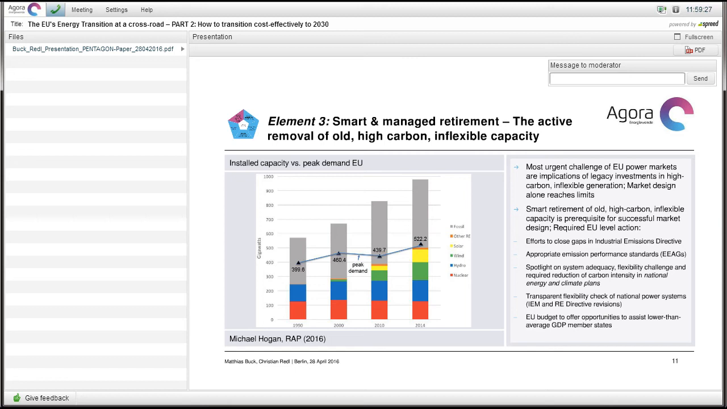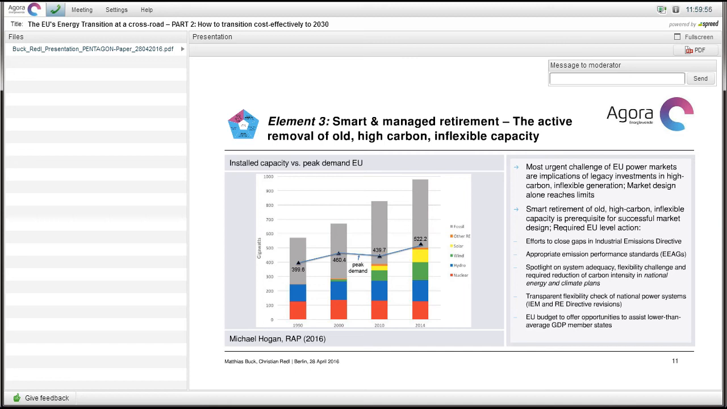The third element, indeed, is the so-called smart and managed retirement. This is an idea which was first developed in the joint paper by the Regulatory Assistance Project and Agora Energiewende, and was published last autumn. The motivation for this is that the most urgent challenge of the European power markets are the implications of legacy investments, and specifically legacy investments in high carbon and flexible generation.